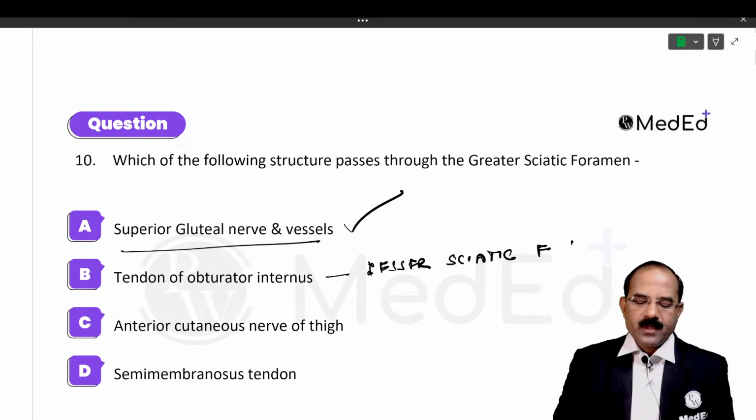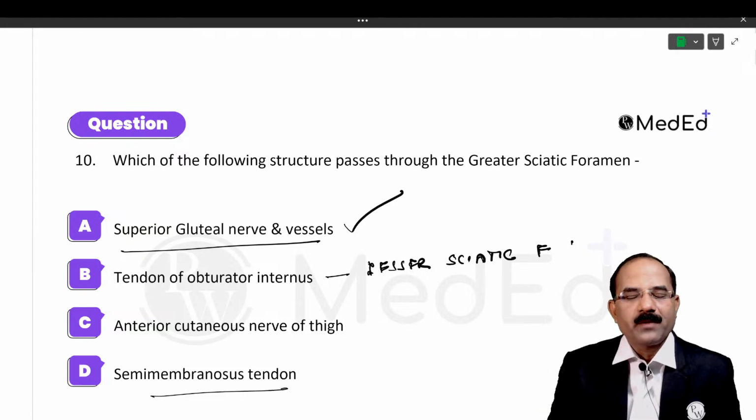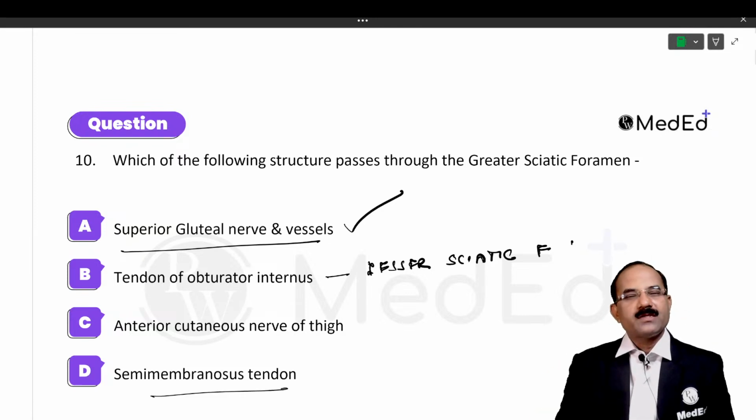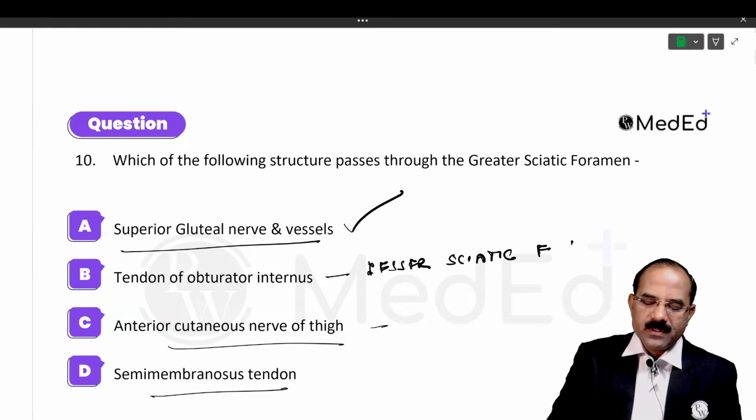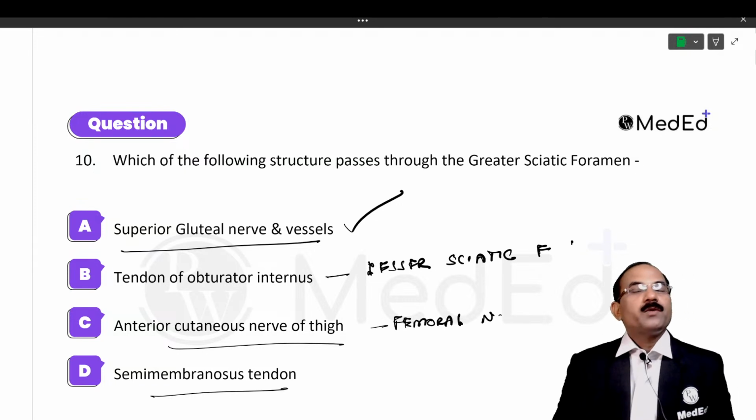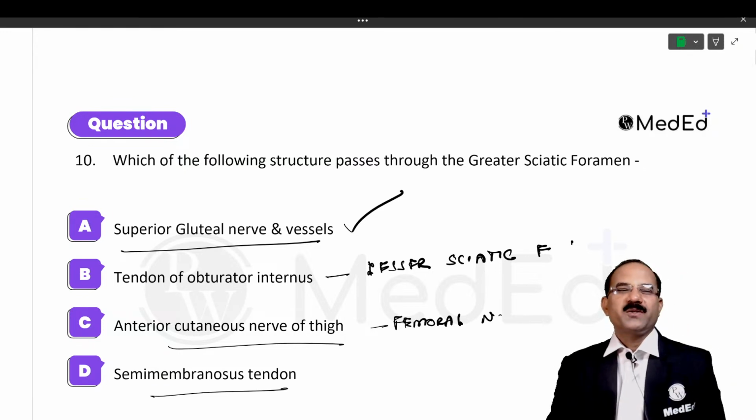Fine. Where is the semimembranosus tendon? It's in the posterior compartment of the thigh, right? Semimembranosus is in the posterior compartment of the thigh. Anterior cutaneous nerve of the thigh. This is a branch of the femoral nerve. Whose branch is this? Femoral nerve. It's a branch of the femoral nerve. So what passes through the greater sciatic foramen? Superior gluteal nerve and vessels.